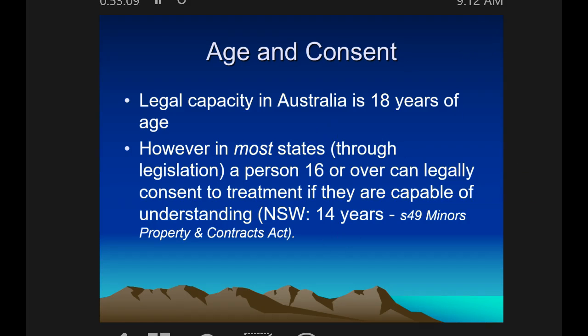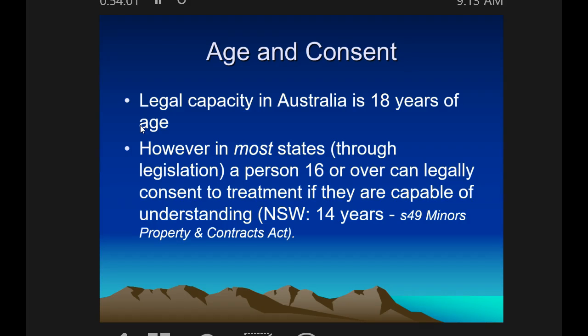Another area that can be a little tricky as well is age and consent. Legal capacity in Australia is generally denoted as 18 years. It depends what state you're in, but for example, in New South Wales, under the Minors Property and Contracts Act, a young person is 16 to 18, a minor is someone who's 12 to 16, and a child is below that. It varies from state to state. However, in most states, through legislation, a person 16 or over can legally consent to treatment if they are capable of understanding, meaning that they have that capacity which we outlined earlier.